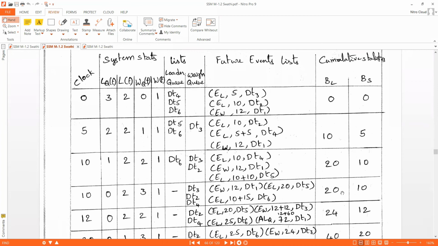Next, what are the cumulative statistics? Total busy loader time at simulation clock time 20 is 20. Both the loaders are busy until simulation clock time 10. We have two loaders, 10 plus 10, that is 20. Total busy scale time: we have only one scale, and that scale is busy until simulation clock time 12, weighing DT1, so total busy scale time is also 10.